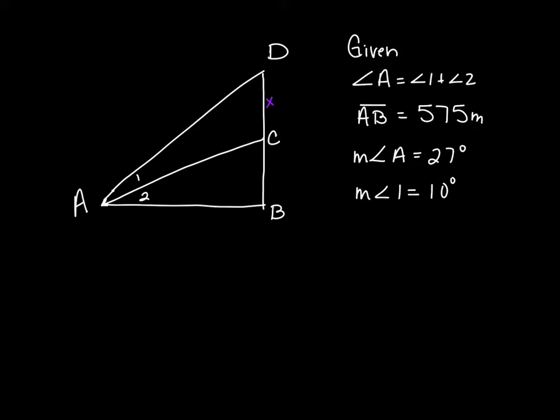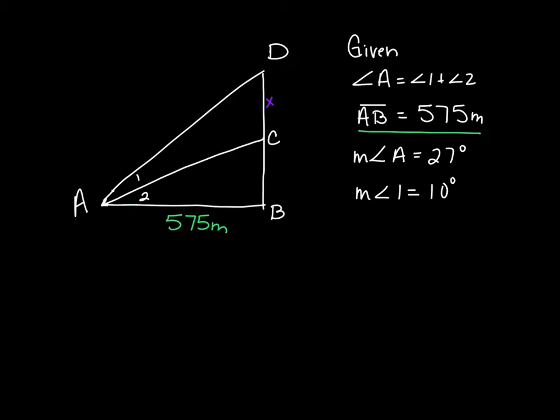I'm also told that the length of AB is 575 meters. I'm going to write that in right now. That tells us that this side length down here is 575 meters. That is the length of A to B. Now, the next thing I'm told is the entire measure of angle A is 27 degrees. So again, the entire measure of angle A, the combination of 1 plus 2, is 27 degrees.